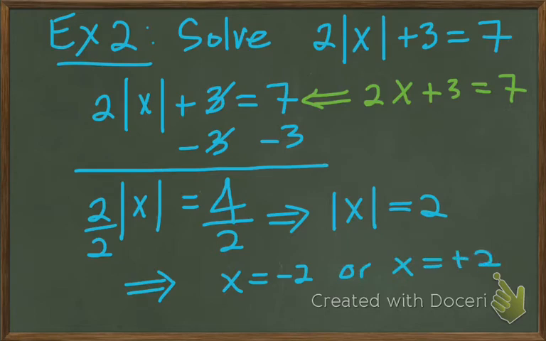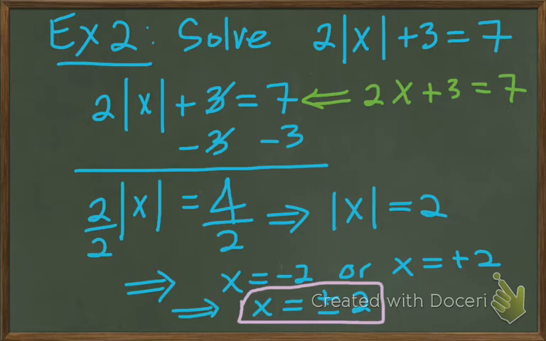However, there is a shorthand notation when I have x equals the same number, both positive and negative. Instead of writing out x equals -2 or x equals +2, I can simply write x equals plus or minus 2.